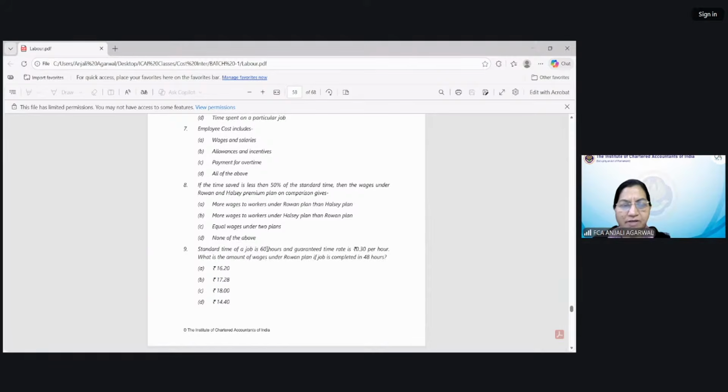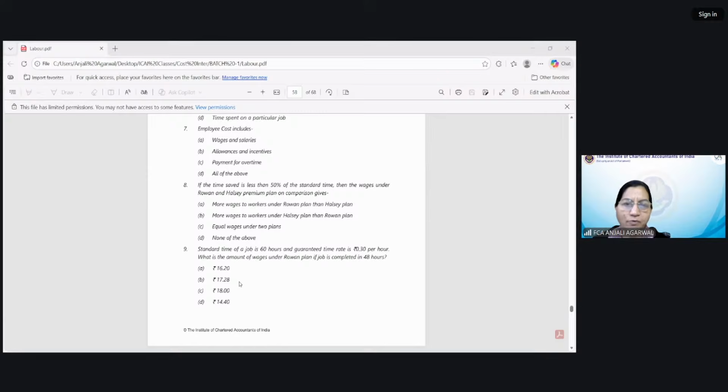In the same question, if you had calculated the wages under the Halsey plan, 48 into 0.3, 14.4, plus half of 12 into 0.3. 12 into 0.3 is 3.6. Half of 3.6 is 1.8. So 14.4 plus 1.8, it would be 16.2.